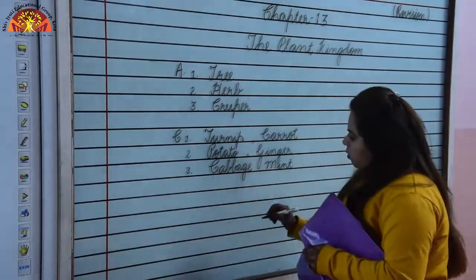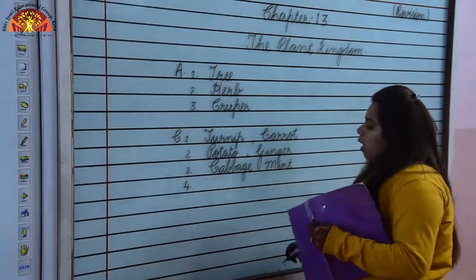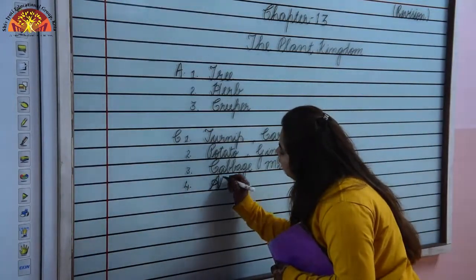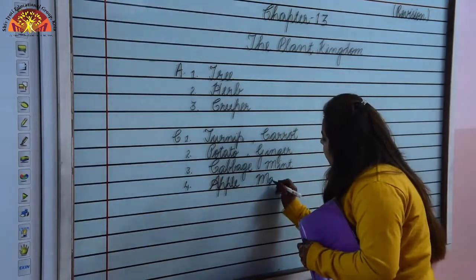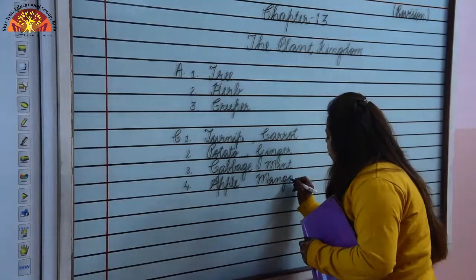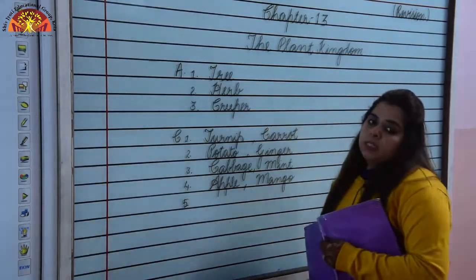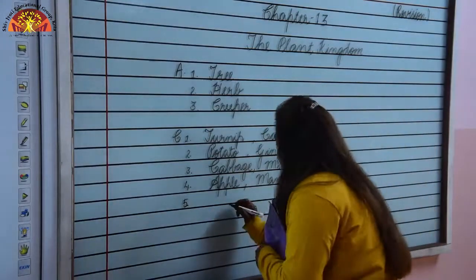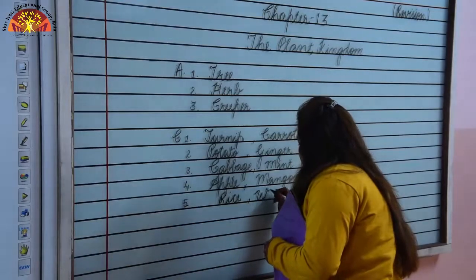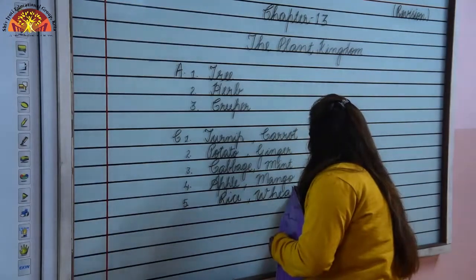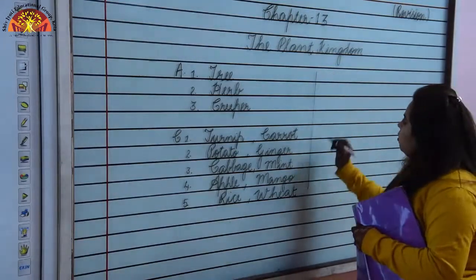M-I-N-T, mint. Number 4, fruits. Apple and mango, A-P-P-L-E, apple, M-A-N-G-O, mango. Number 5, seeds that we eat. Rice, R-I-C-E, rice, comma, wheat, W-H-E-A-T, wheat. Now, let's switch to question D.